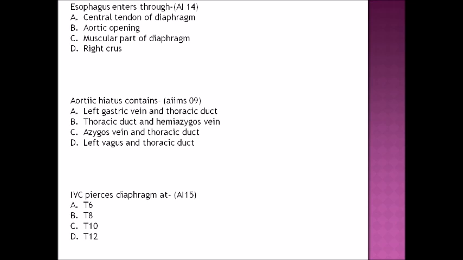Coming to the third question: IVC passes the diaphragm at what vertebral level? The sequence you have to remember is VEA. It starts from T8, adding plus 2 for each subsequent vertebral level. So IVC passes the diaphragm at the level of T8.